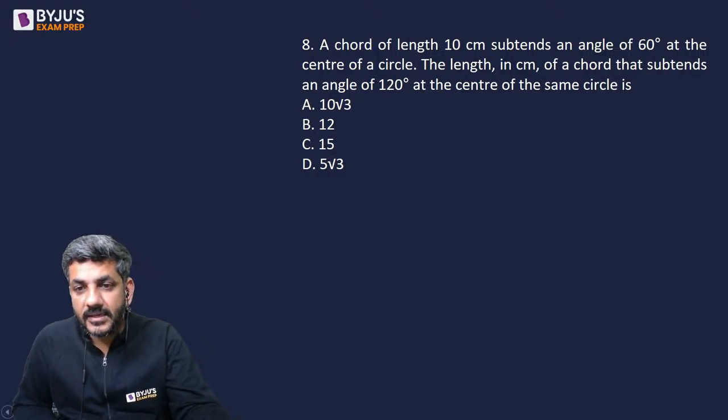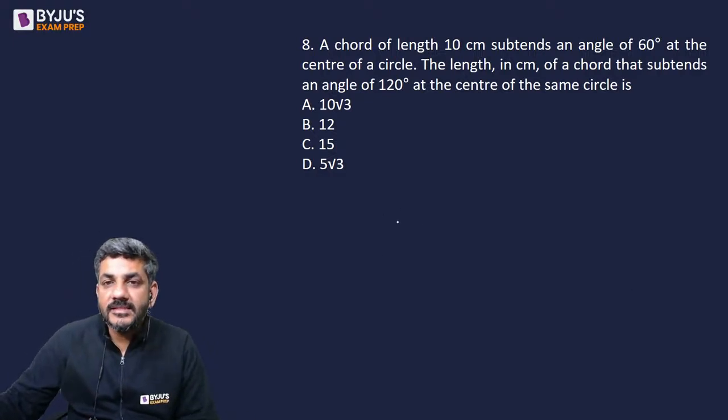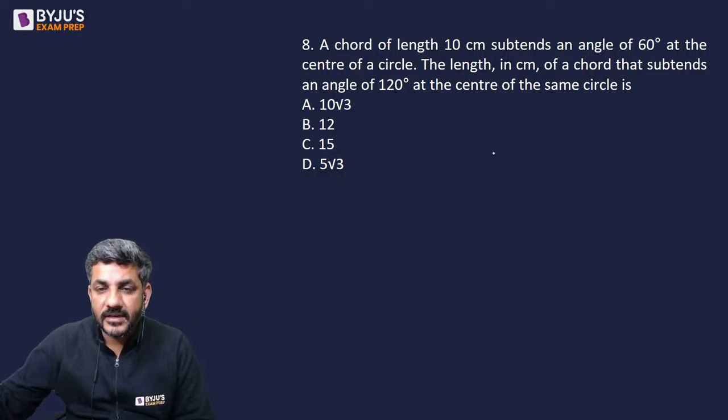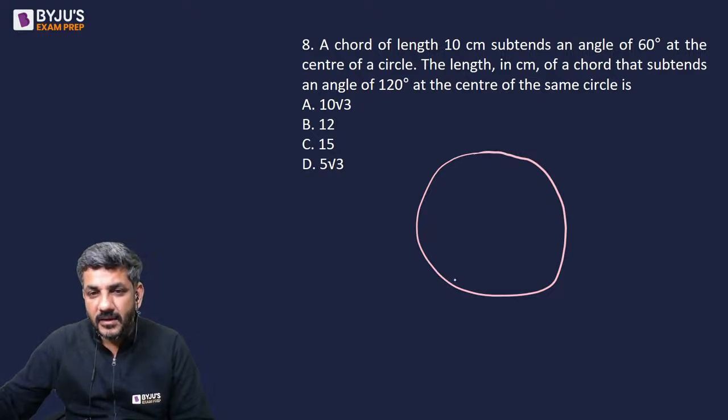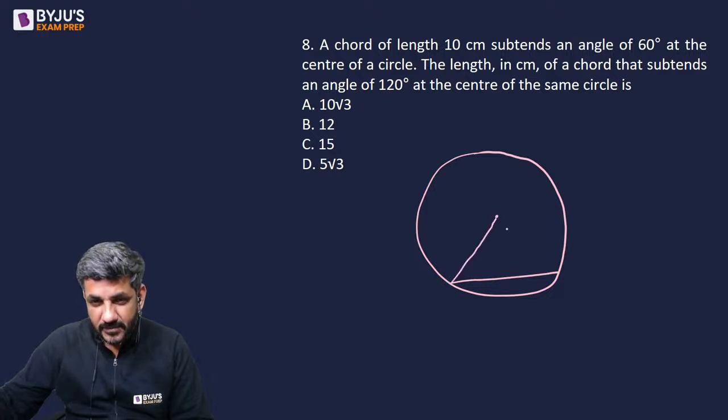Question number 8 करते हैं अब. A chord of length 10 centimeters subtends an angle of 60 degrees at the center of a circle. So first of all, let me make a circle. So 10 centimeter का chord है. So this is a 10 centimeter chord which makes an angle of 60 degrees at the center.